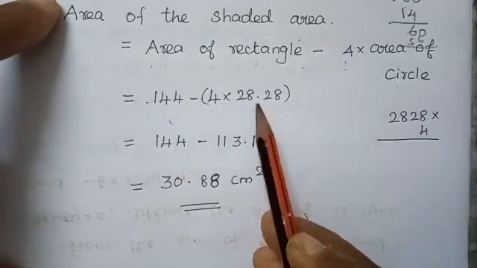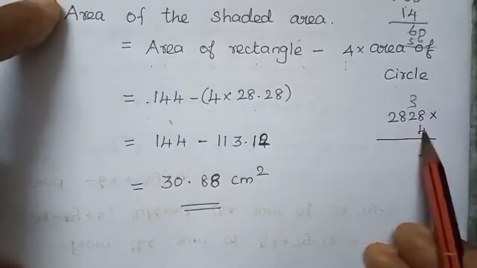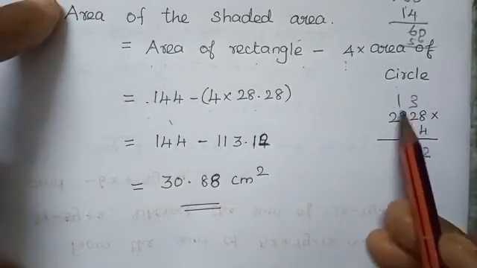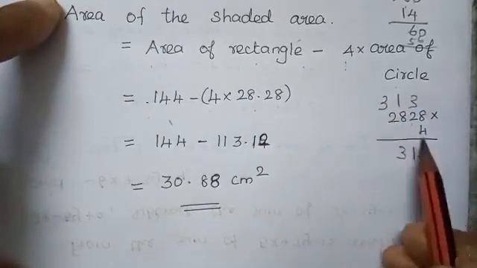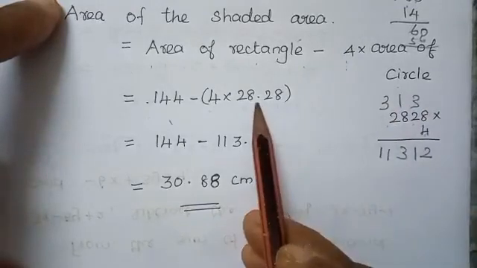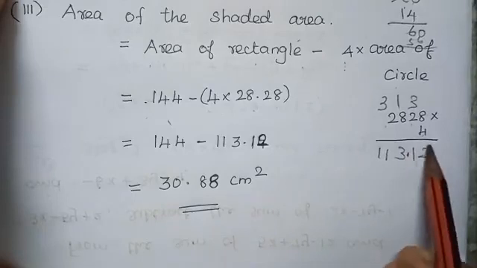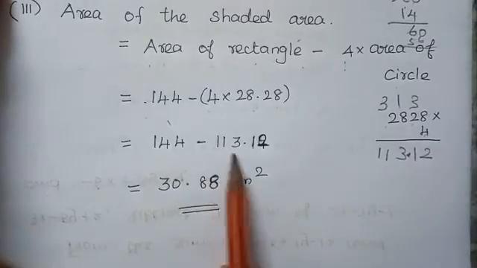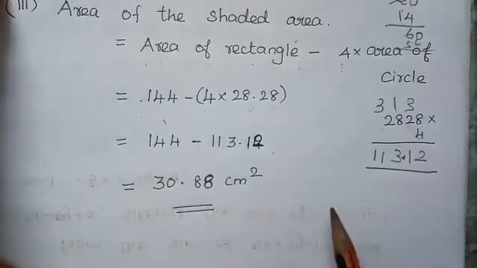4 into 28.28. Just to multiply these two numbers. Remove the decimal point and multiply. 8 4s are 32. 4 2s are 8. 8 plus 3, 11. 8 4s are 32. 32 plus 1 is 33. 4 2s are 8. 8 plus 3 is 11. See, 2 digits before the decimal point is here. So, we can place the decimal point from 2 digits before. So, the answer is what? 113.12.